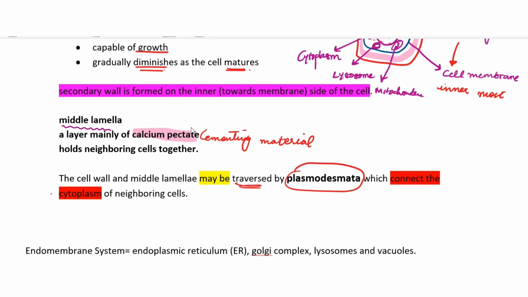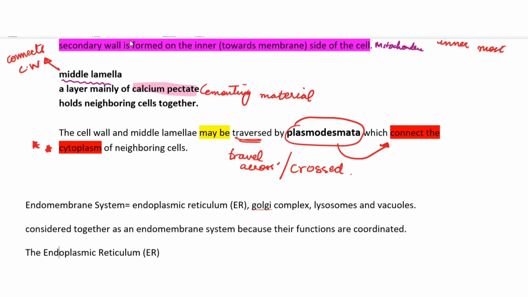We say traversed, meaning crossed by plasmodesmata which connect the cytoplasm of neighboring cells. So remember, middle lamella connects the cell wall of neighboring cells and plasmodesmata connects the cytoplasm of neighboring cells. So this differentiation is important. Plasmodesmata may be present or absent in some places of the cell wall and middle lamella. Okay. Now we move on to talk about organelles.